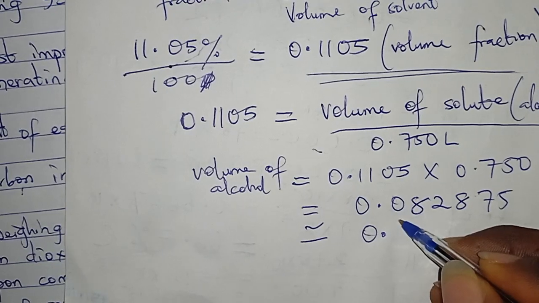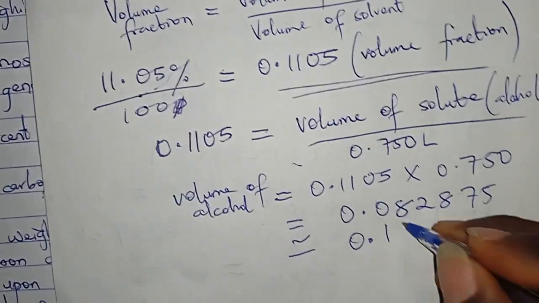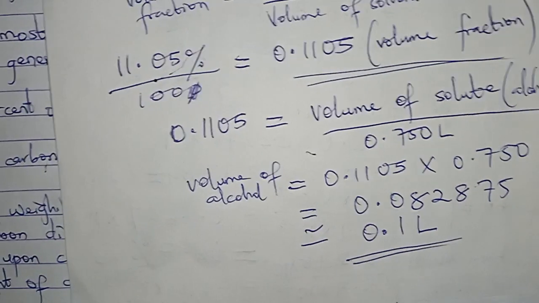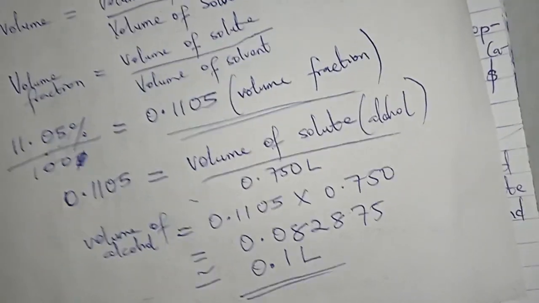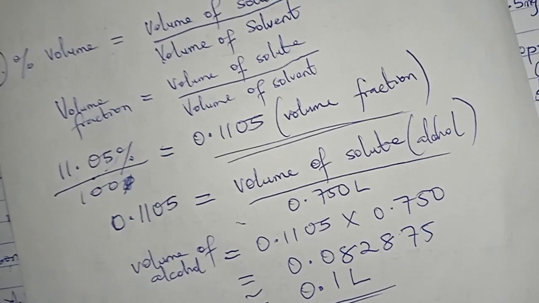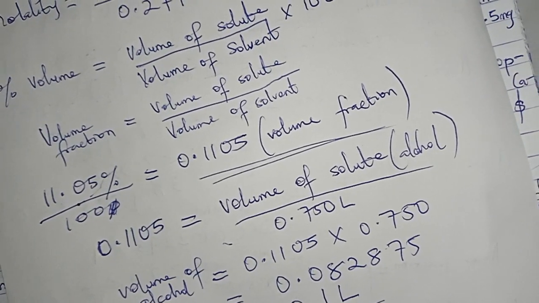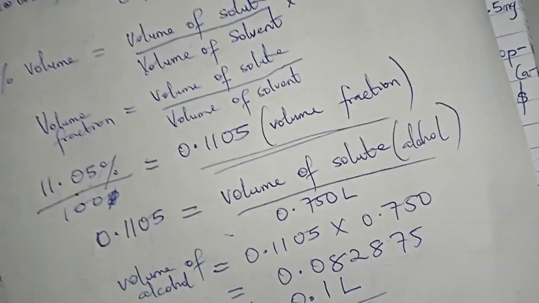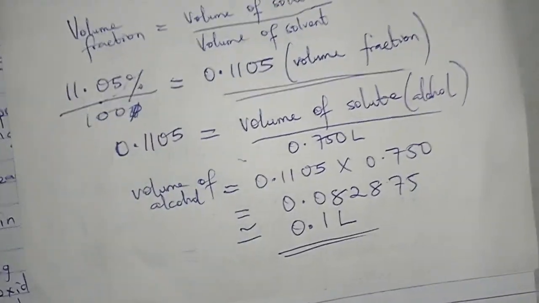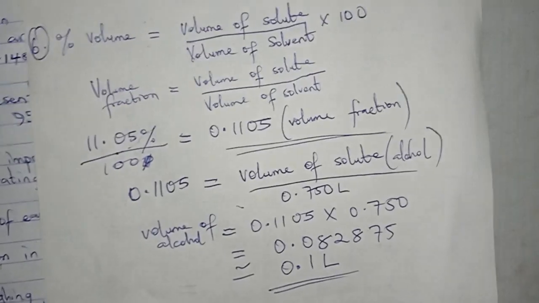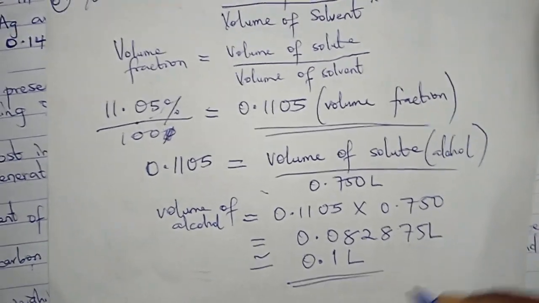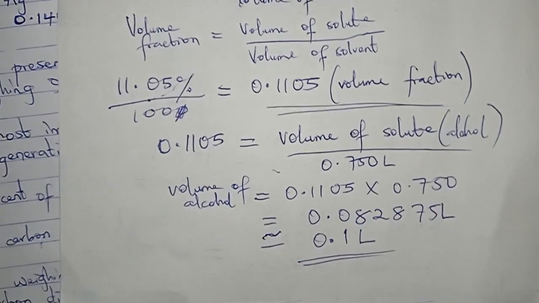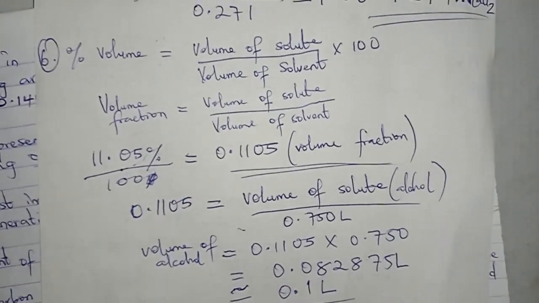0.1 liter. So this is how you go about it. If I want, I can choose not to approximate, but I approximated. So this is approximately 0.1 liter.